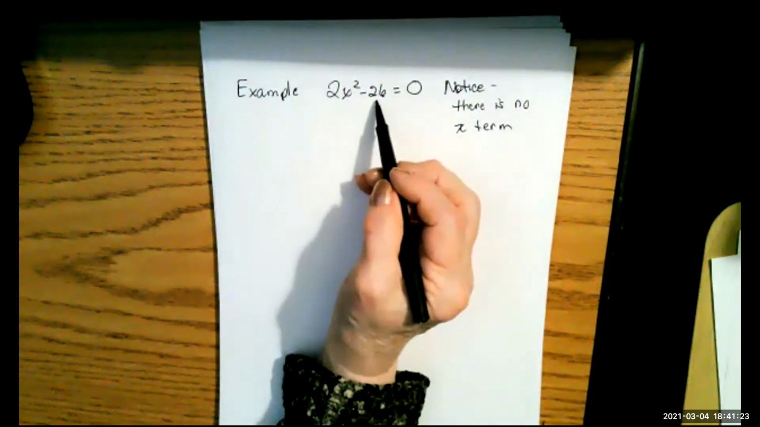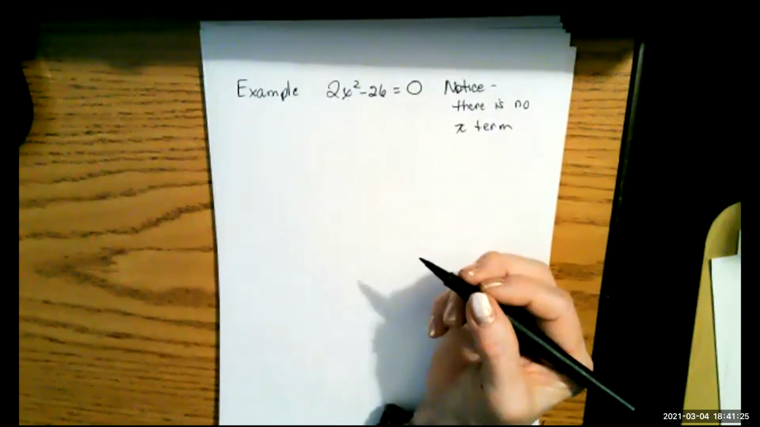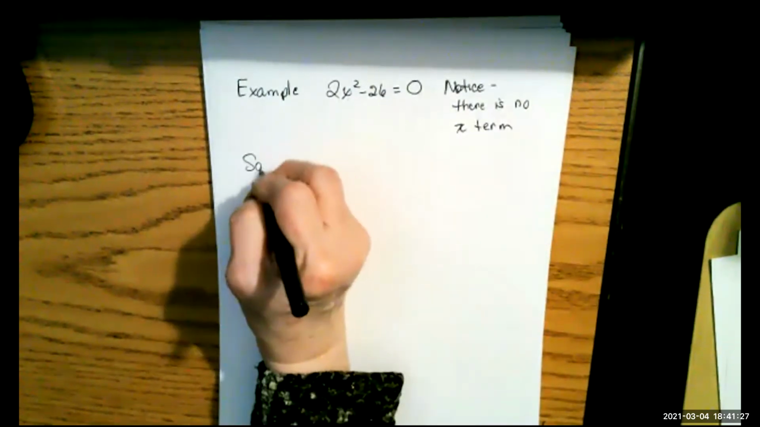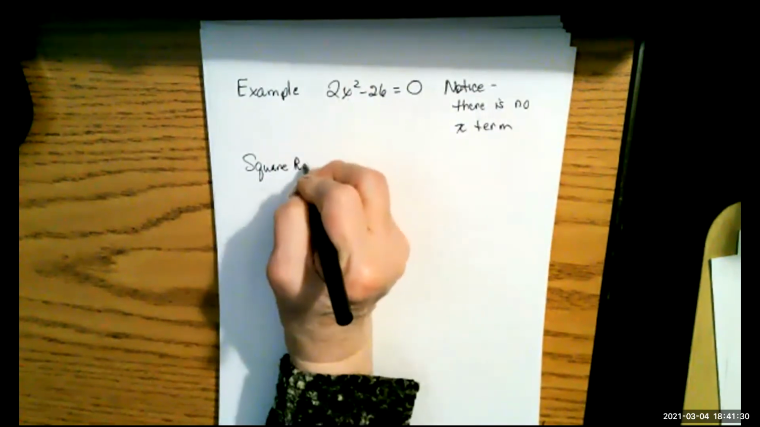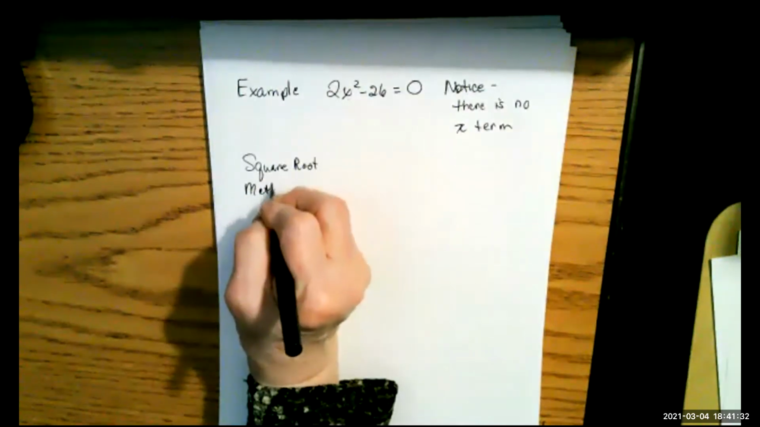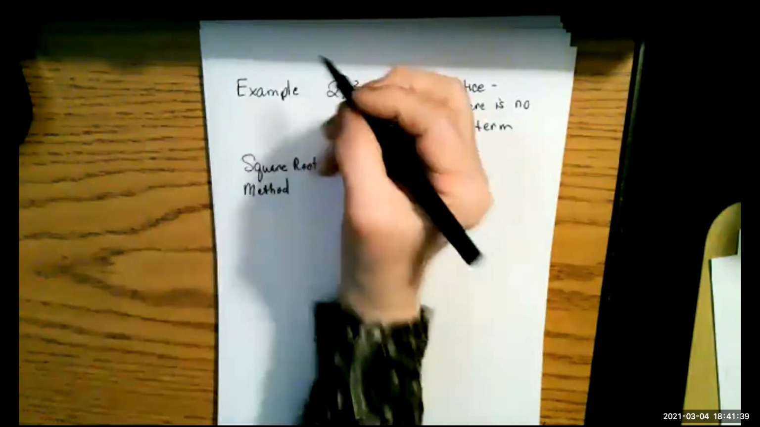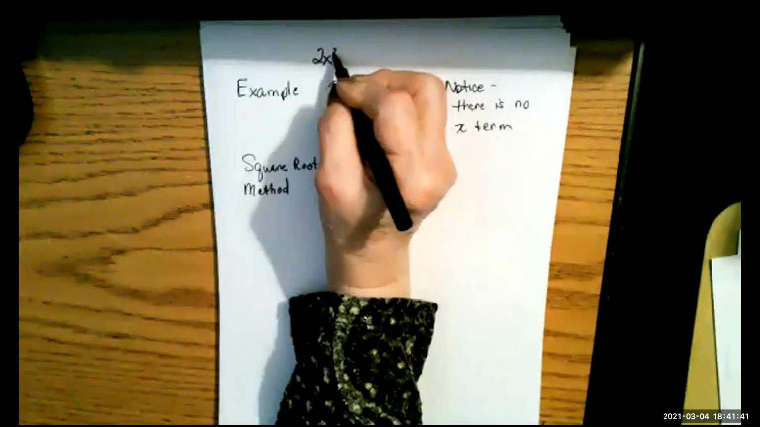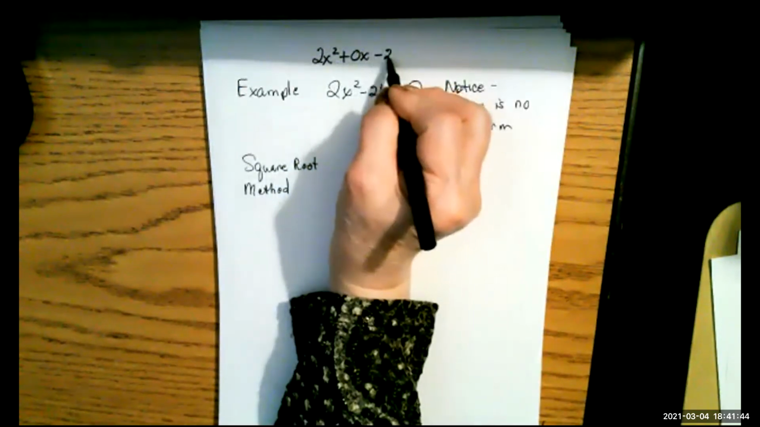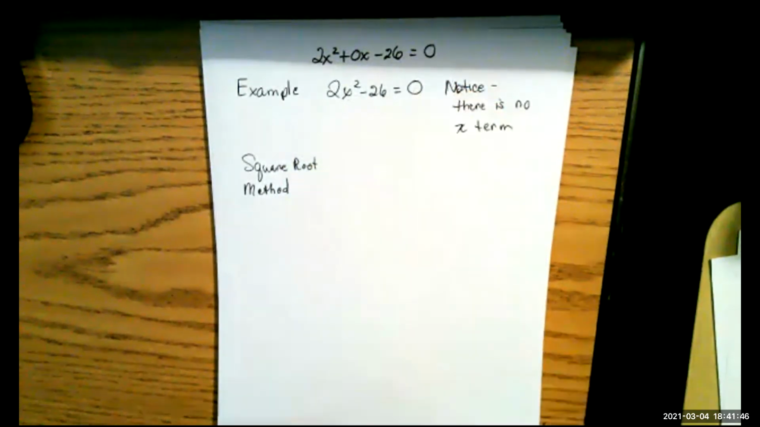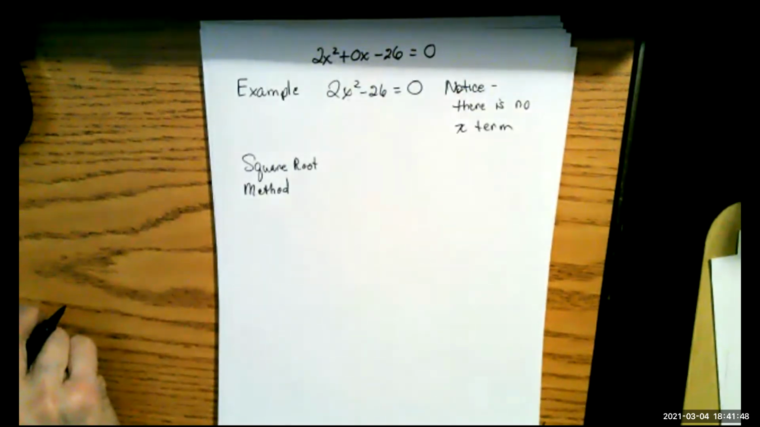When that happens and you just have the squared term and a number, then you can use a method called the square root method. That will make your problem a lot faster. Now, you can use the quadratic formula. You would have to rewrite this to say 2x squared plus 0x minus 26 equal to 0. You'd have to write it like that and use b as 0. But you can always use the quadratic formula if you want to.